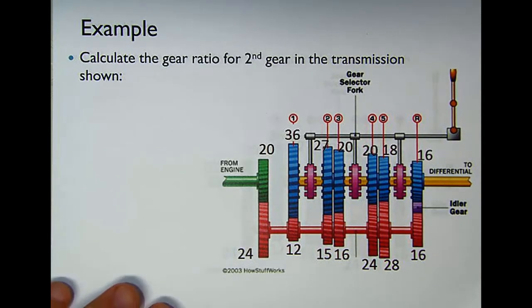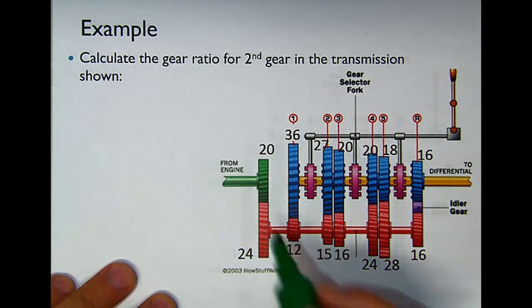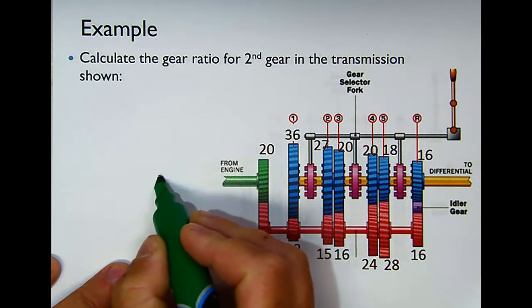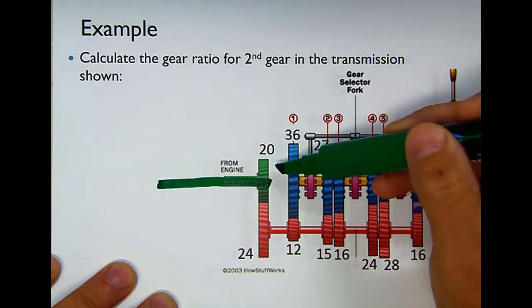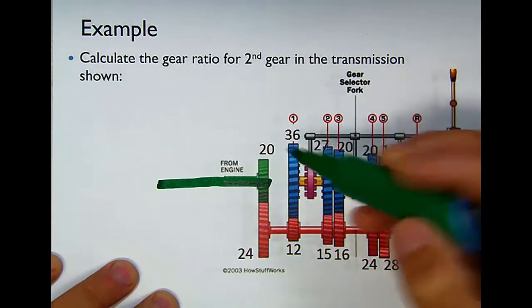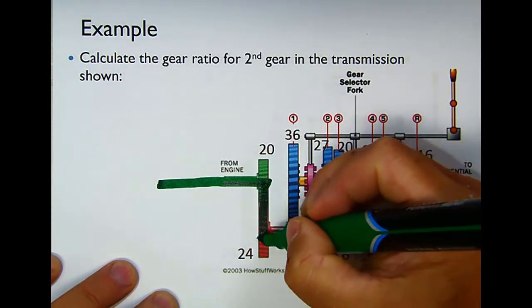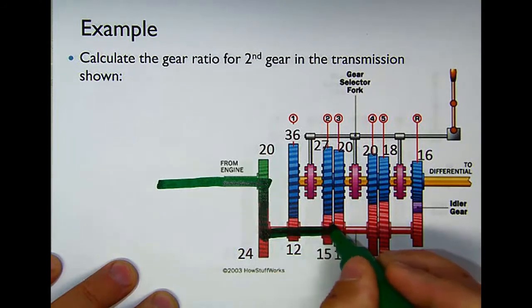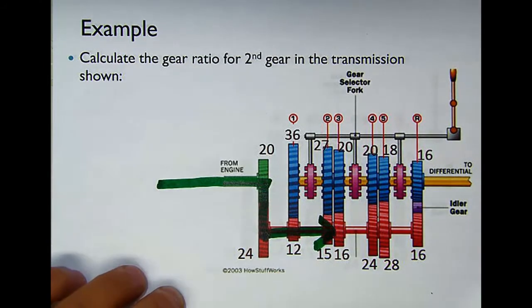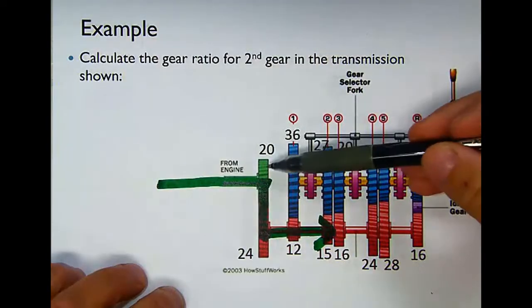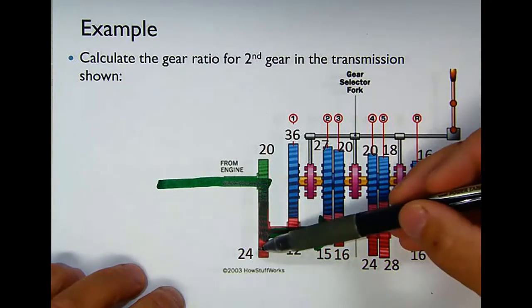So here's a cutaway view of what happens in a manual transmission. We have an input shaft which is attached to the engine, and the power comes in to that first green gear. That's a 20-tooth gear. That gear turns the gear below it, this 24-tooth gear, and so the power then goes to this bottom shaft of gears, which is called the counter shaft. Now at that point we've had one gear transfer. That 20 is turning a 24.